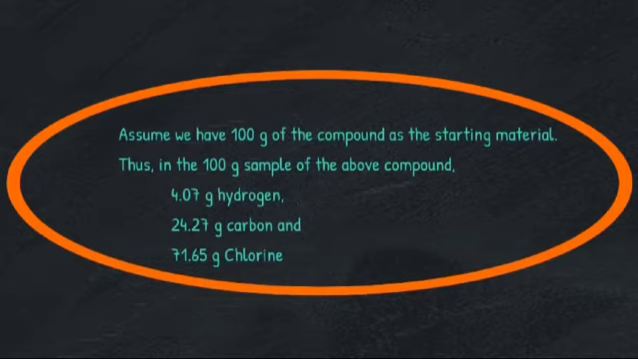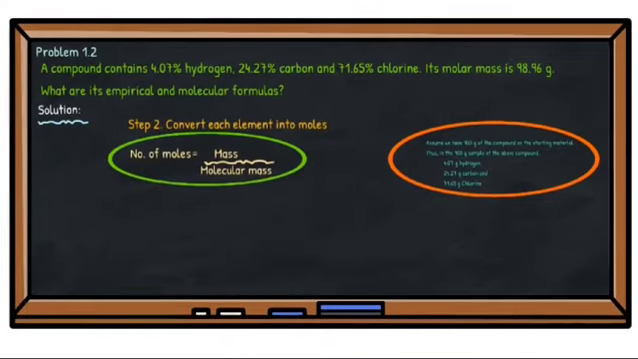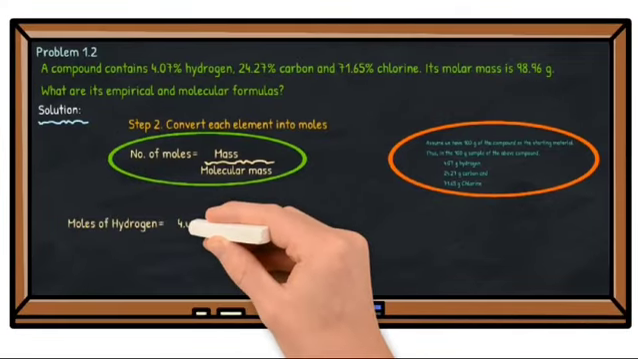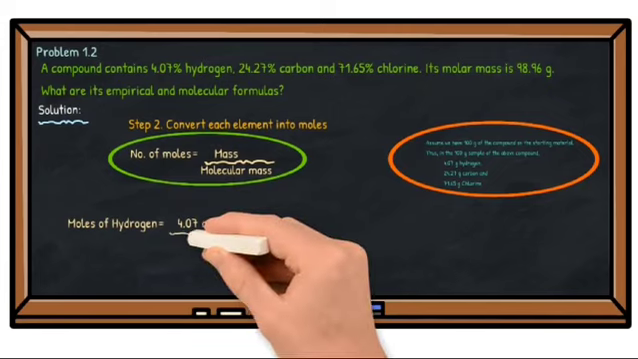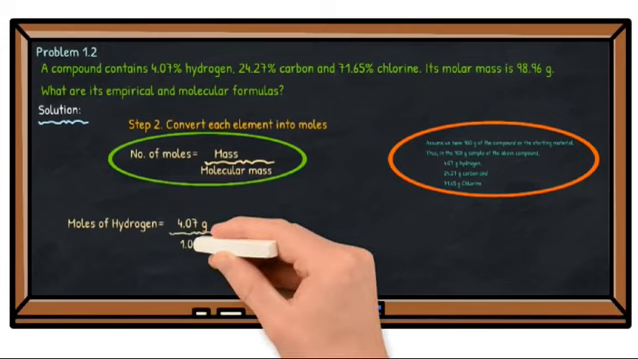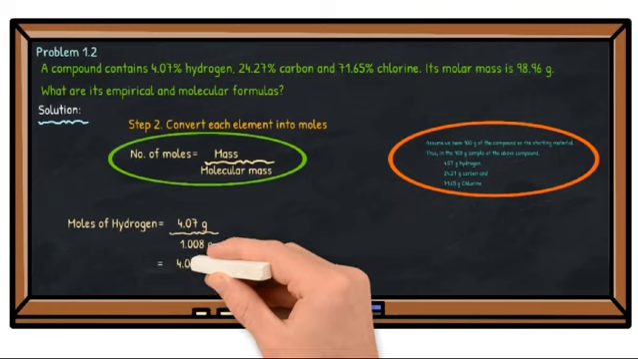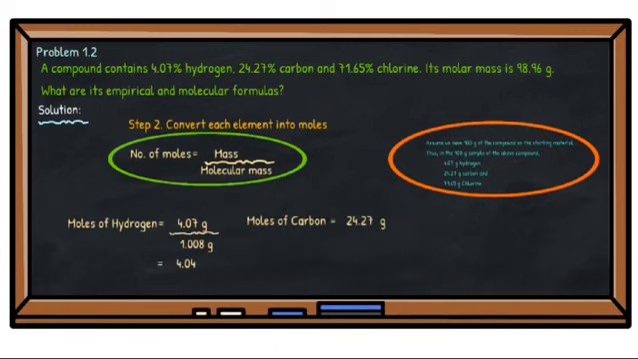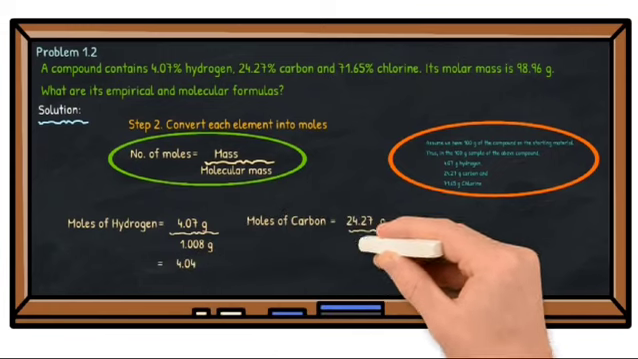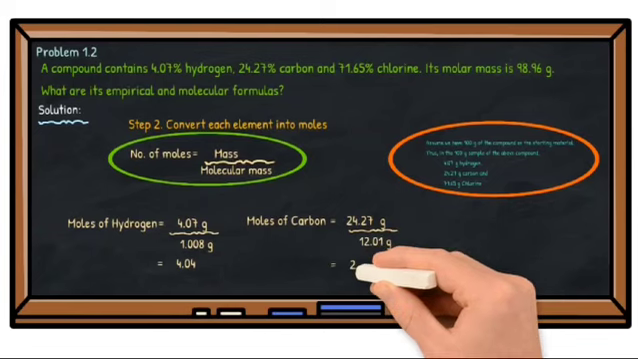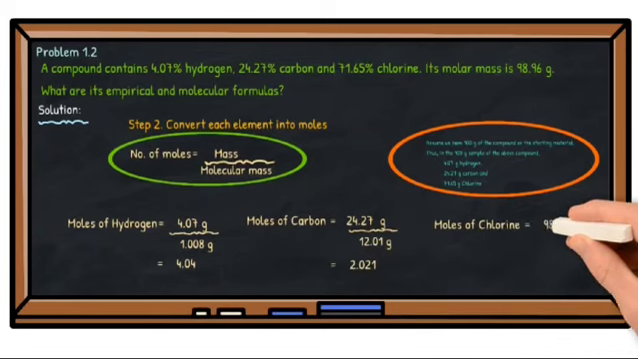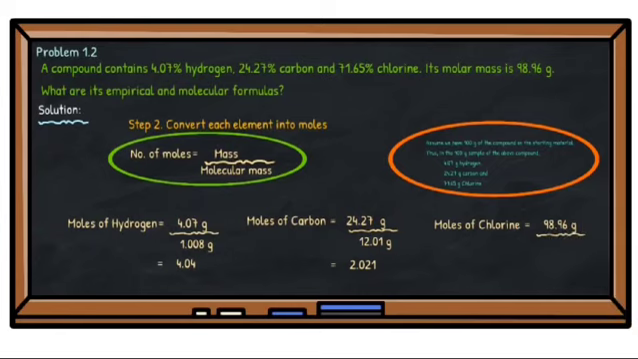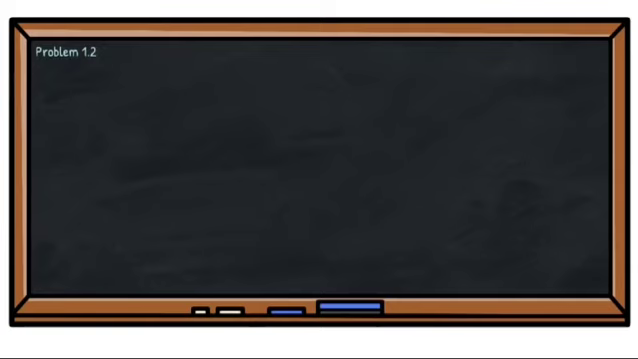From the previous step, we have known the mass of hydrogen, carbon, chlorine. So we will be substituting each of the masses in the given mass side and we will be calculating the number of moles for each element. So moles of hydrogen will be 4.07 grams by molar mass, that is 1.008, we will be getting 4.04. Same way for carbon and chlorine. For carbon we will be getting 2.021 moles and for chlorine we will be getting 2.021 moles.